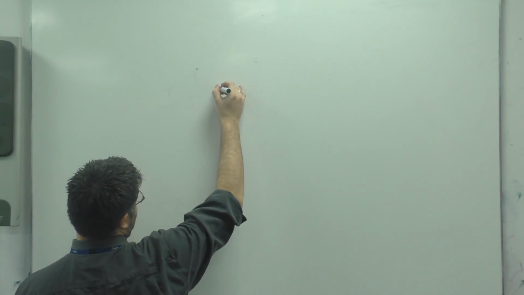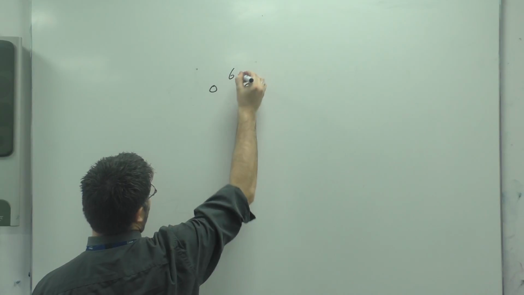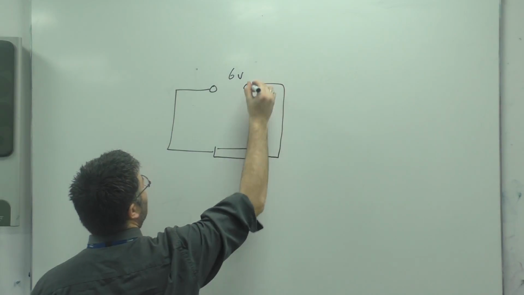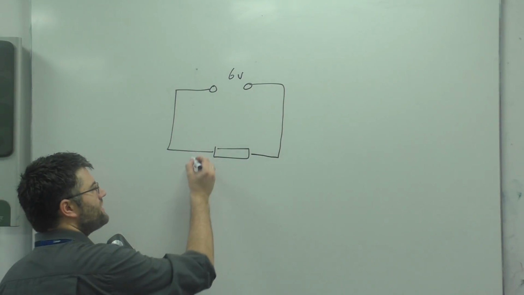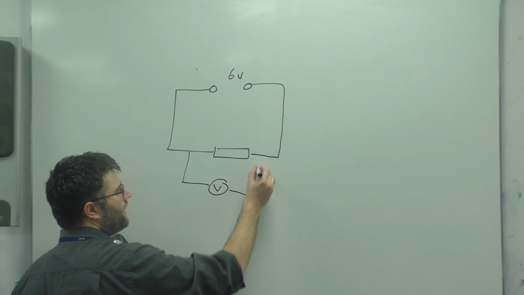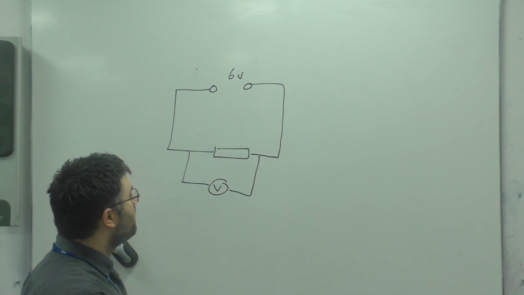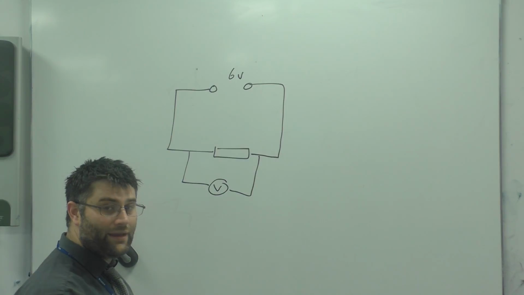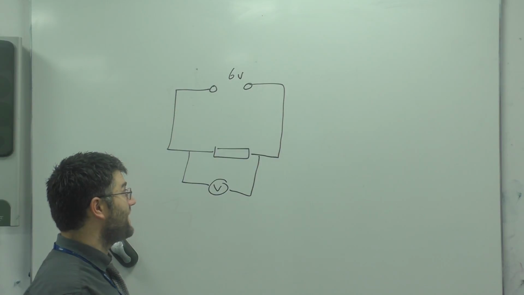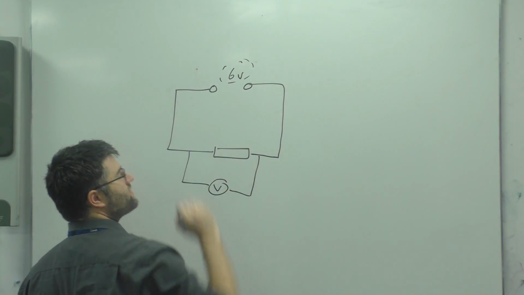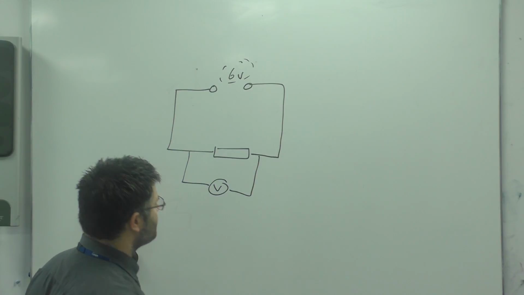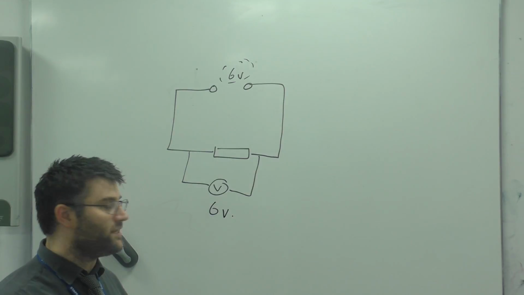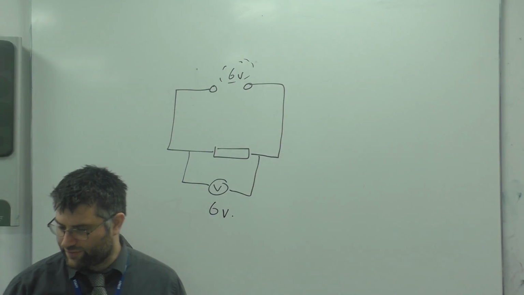So let's draw our circuit. We'll have a power supply of 6 volts, and we'll bring it round to a fixed resistor, like that. If we were to attach our voltmeter in parallel across that resistor, what voltage do you think we'd expect to get out? As I already suggested, what you put in is what you get out. We're putting in 6 volts of energy, so we're going to be getting out 6 volts. We'll see that voltmeter read 6 volts.